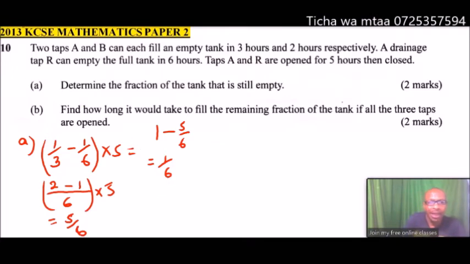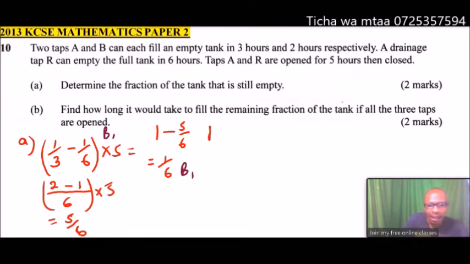And once you do that, then you should be able to get 2 marks. So you get a bonus mark for the answer, and you also get a bonus mark for this. All right, so once you do that, you go to B.